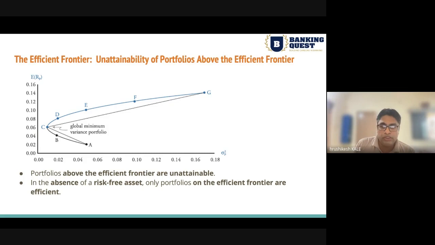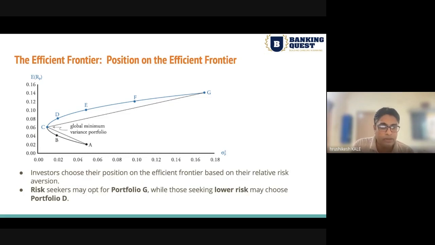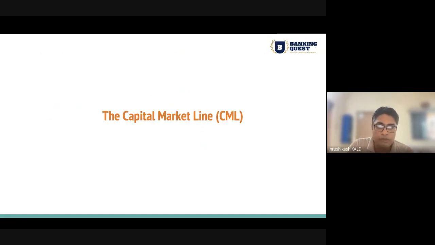Portfolios above efficient frontier are unattainable in the absence of risk-free asset. Only portfolios on efficient frontier are efficient. We have seen that. Low risk. So risk seeker may opt for portfolio G. Yes, who wants more risk, they will go for G. Who wants less risk, they will go for C, D, and so on and so forth.